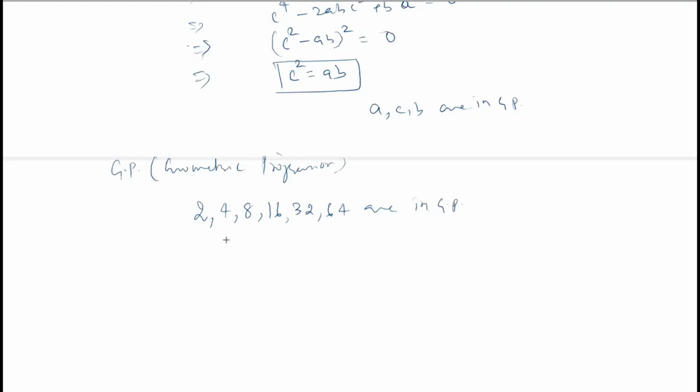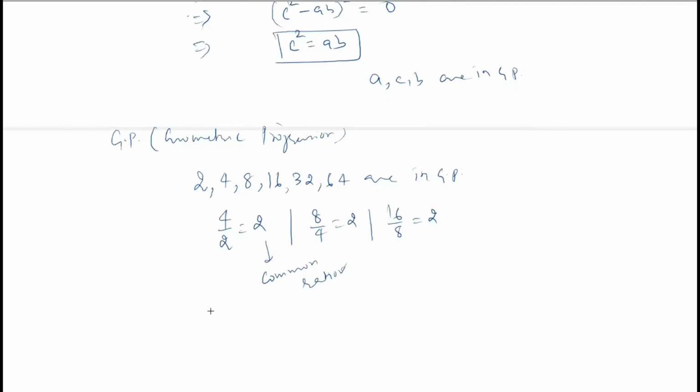What happens here is that 4 by 2 is equal to 2, 8 by 4 is equal to 2, 16 by 8 is equal to 2, and so on and so forth. If the terms are in the same ratio, then we call them being in GP. And this thing is what we call the common ratio.